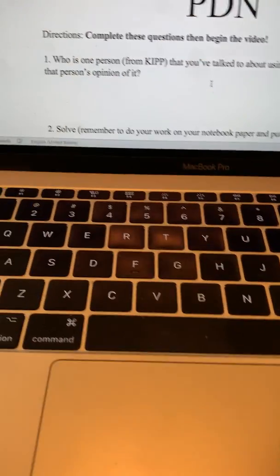Today we're going to be working on solving one-step equations. Yesterday we did addition and subtraction equations. Today we're going to do multiplication and division equations, which are the same steps and should be a pretty straightforward review for you. As a reminder, you should be answering question 1 on your PDN.